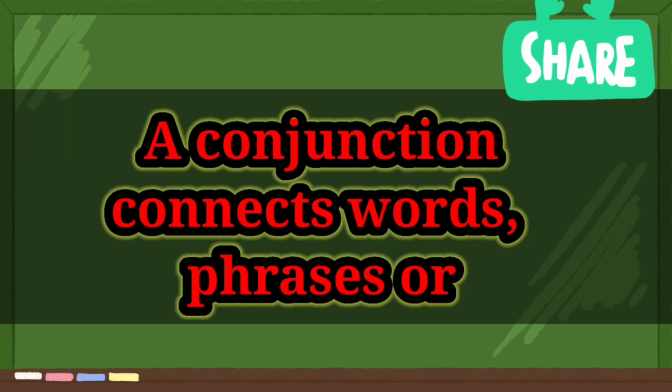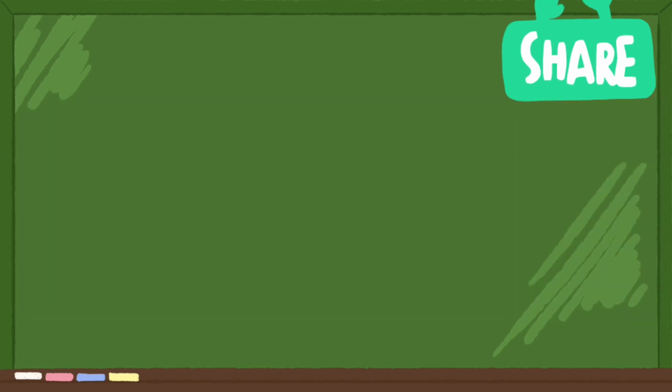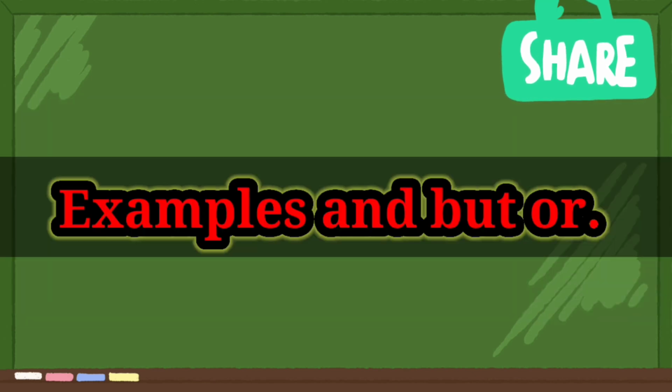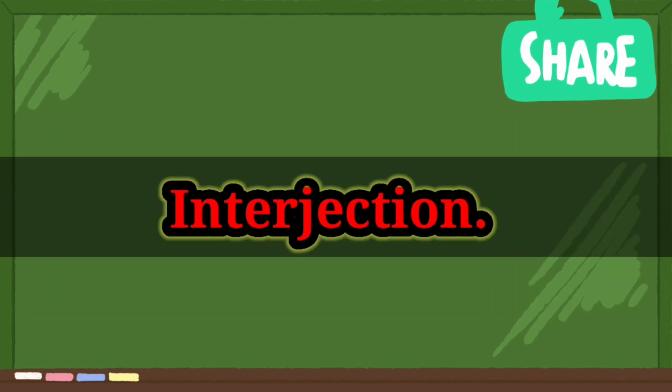Conjunction. A conjunction connects words, phrases, or clauses. Examples: and, but, or.